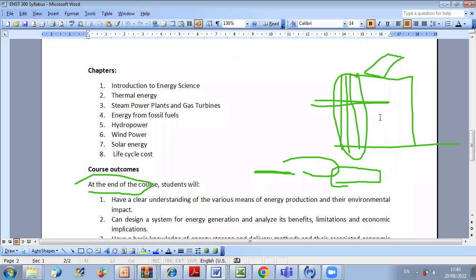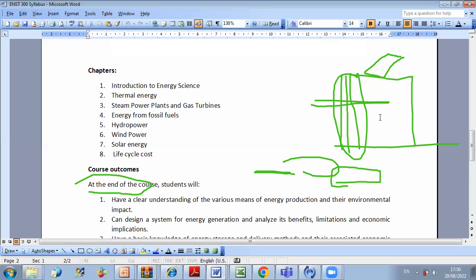In the second chapter, we'll introduce thermal energy, and we'll do a small review of thermodynamics in order to introduce steam power plants and gas turbines. So we'll study their cycles and see how energy is transformed and how we can improve the efficiency of power plants. We'll also go over energy from fossil fuels to know what the disadvantages of this type of energy are and why we need to replace it.